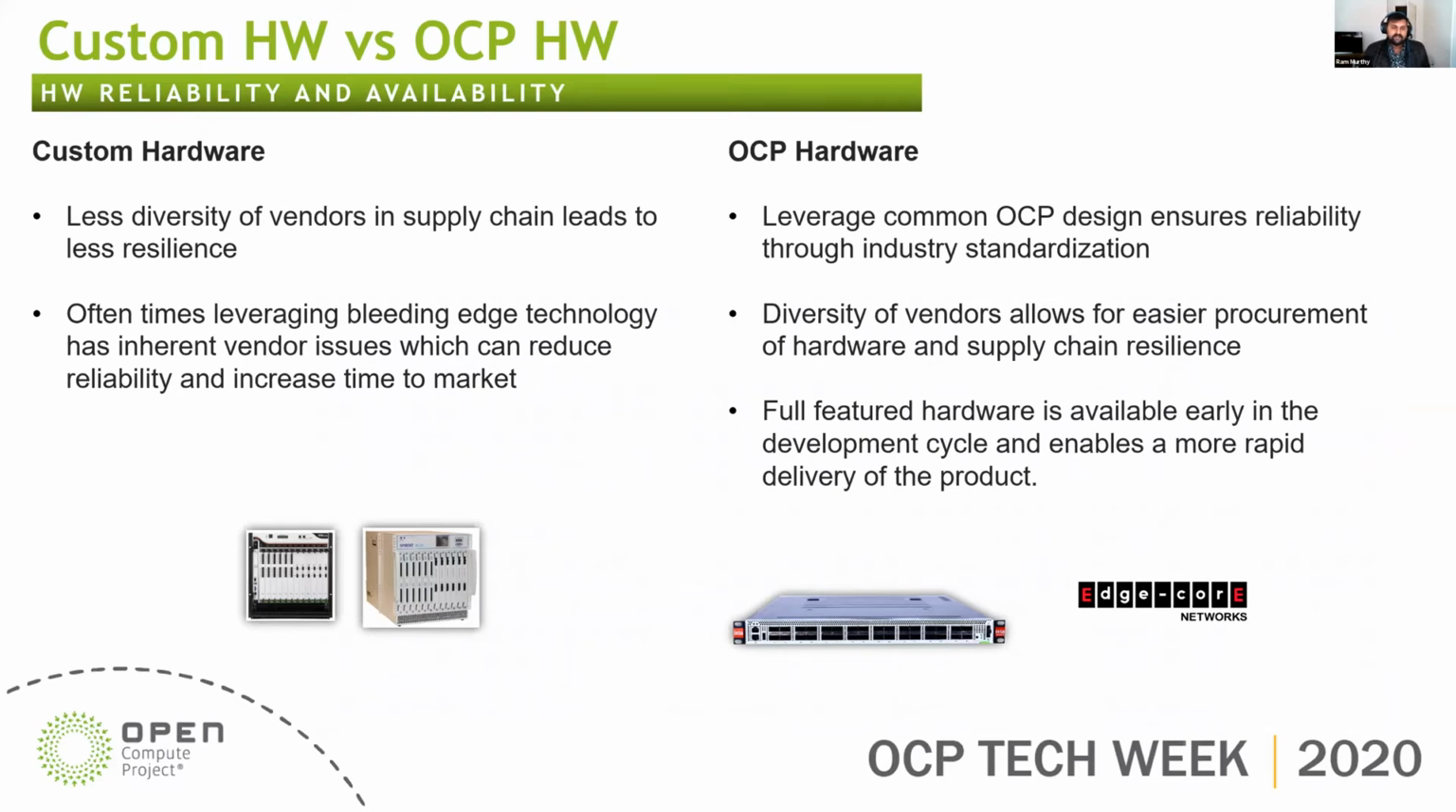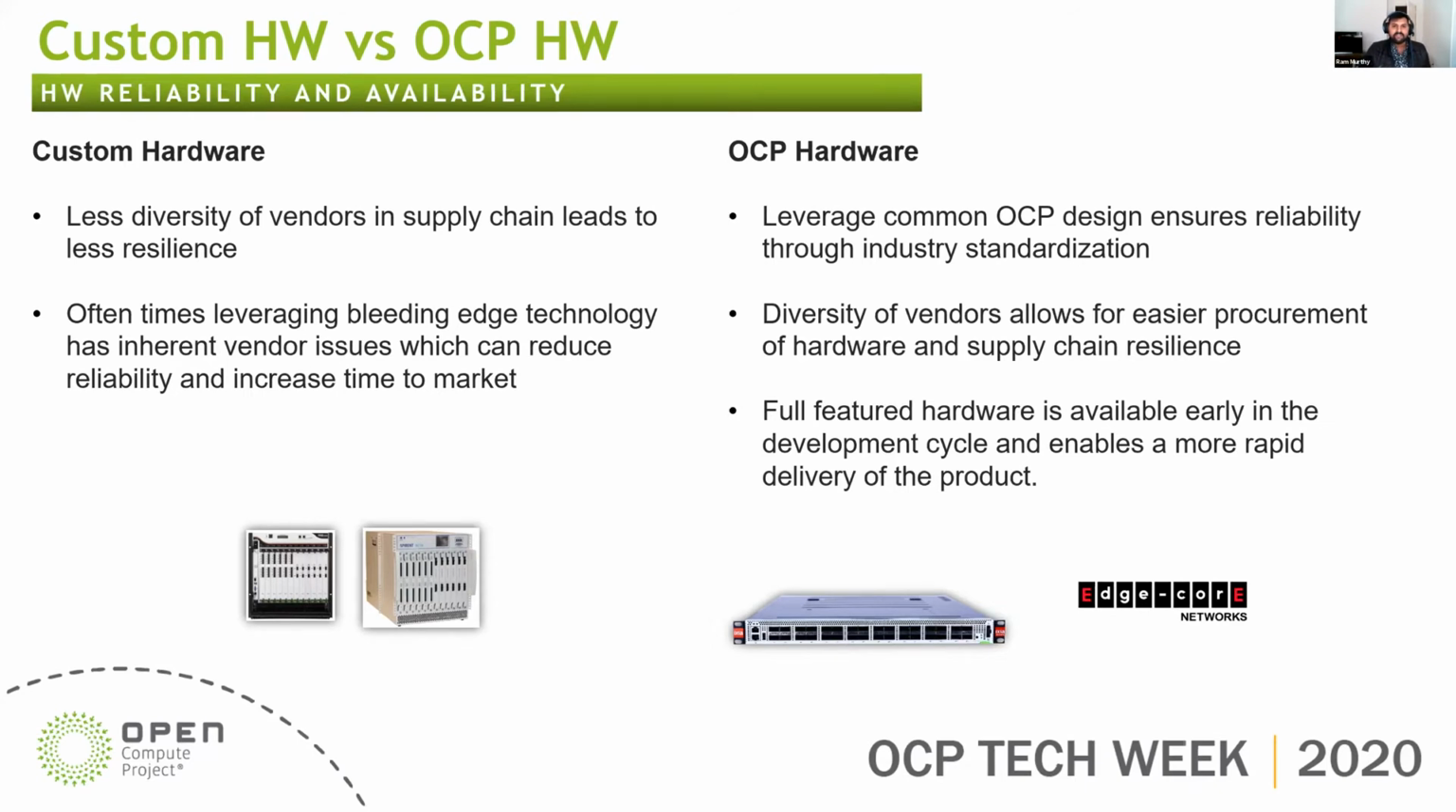Typically in test and measurement, we're making custom hardware that is purpose-built to generate traffic and analyze. And we really want to analyze the reliability and availability of this. When we're building custom hardware, we intrinsically have less diversity of vendors in the supply chain just because we're building very specific components. And oftentimes we're also leveraging bleeding edge technology, which inherently has some issues in terms of reliability in the early phases of the development cycle. I really want to contrast this with the OCP hardware that we're using now. What we've been able to achieve, with the industry standardization that OCP provides, is that the hardware procurement and reliability is much higher.